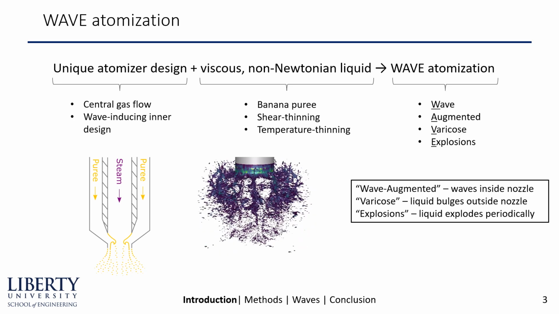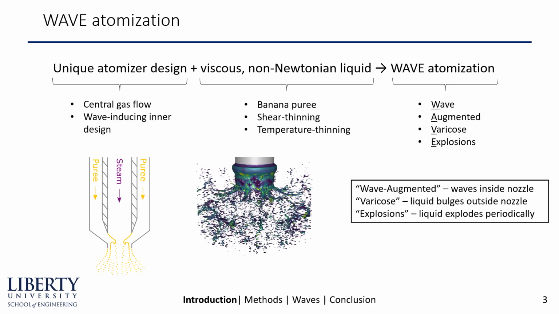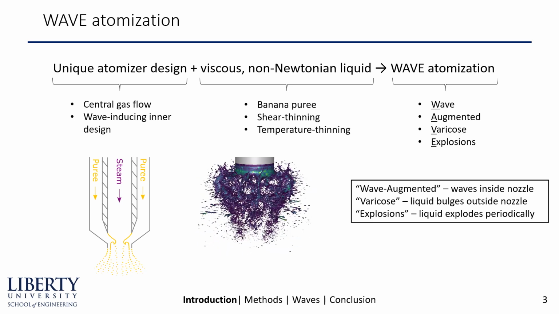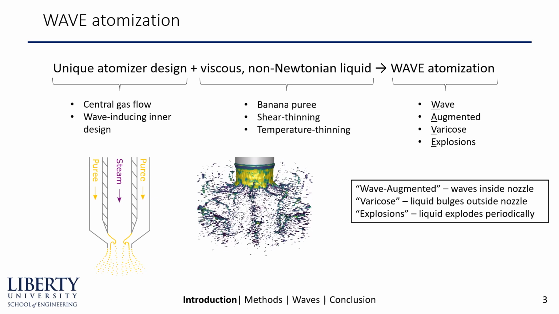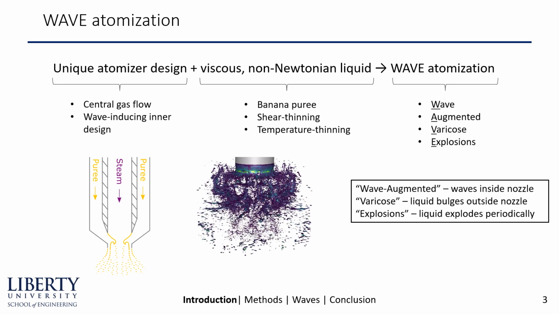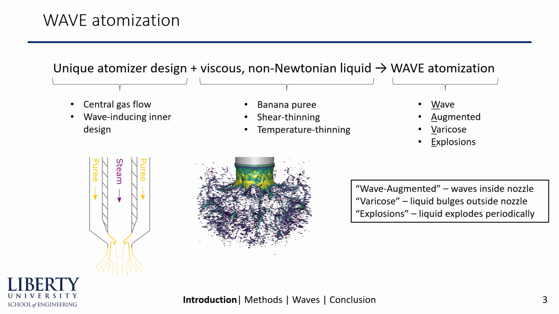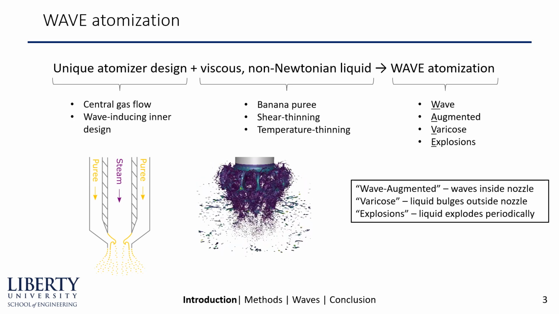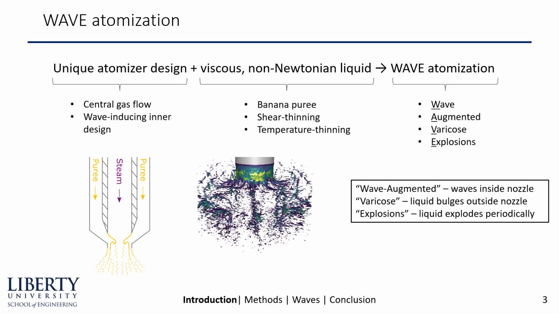It also has a wave-inducing inner design, so those waves rise up into the steam flow, and that's important for the atomization mechanisms. We use banana puree as our non-Newtonian fluid. It's shear thinning and temperature thinning as well. And then we call it wave augmented for the waves inside the nozzle, varicose because of that bulging liquid that you see, and then explosions occur periodically in the radial direction.